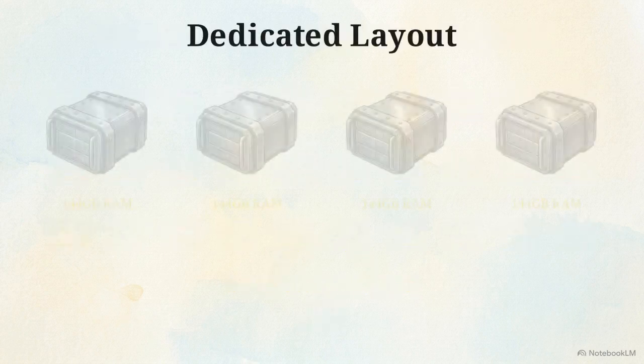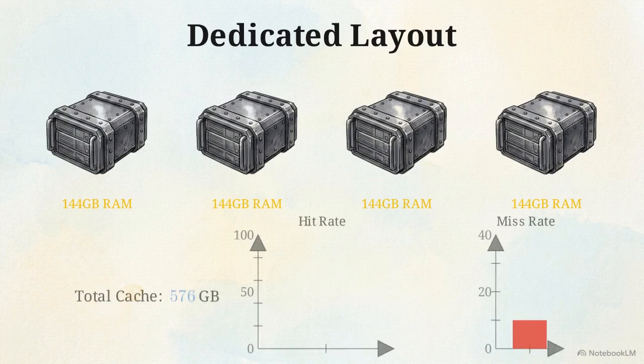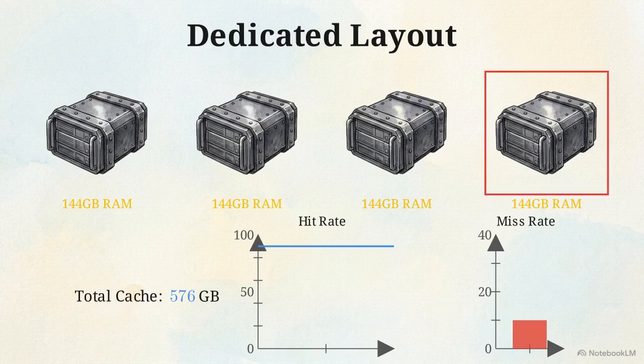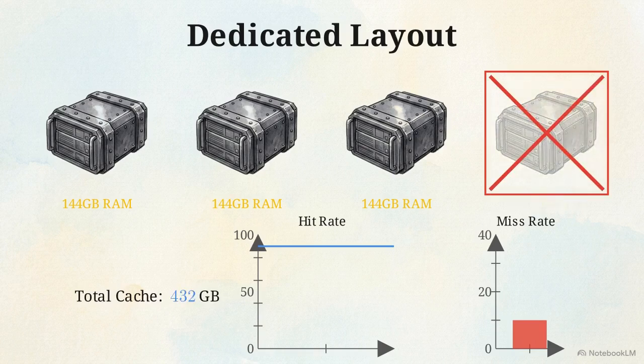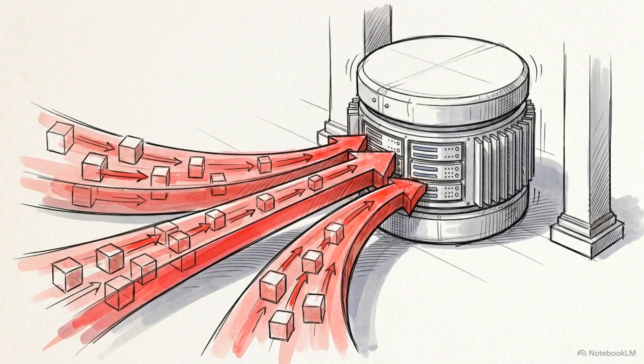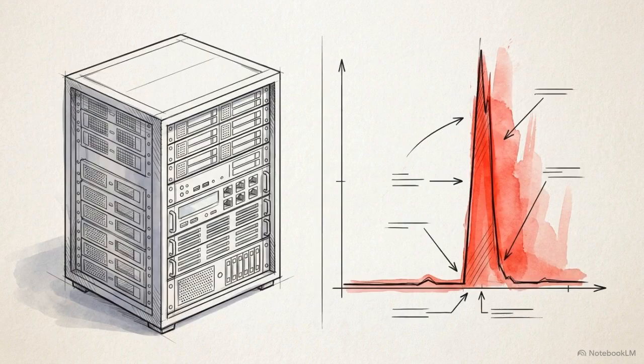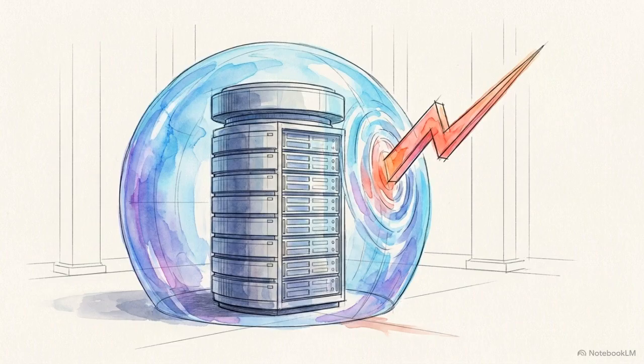Alternatively, you can condense that memory into a dedicated layout, deploying just 4 massive, purpose-built servers with 144 gigabytes of RAM each. The physical footprint is smaller, but the failure risk is highly concentrated. If just one of those dedicated nodes loses power, 25% of your cache vanishes instantly. A sudden drop from a 90% hit rate to a 70% hit rate shifts your miss rate from 10% to 30%. In that moment, the raw read volume hitting your backend database exactly triples. Cluster architecture is an exercise in risk management. You distribute physical hardware based strictly on how large of a cache miss spike your database can absorb without failing.